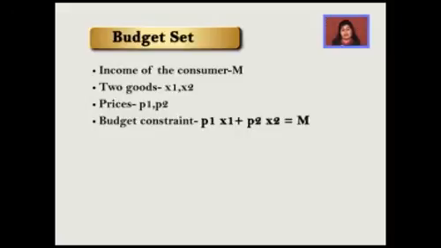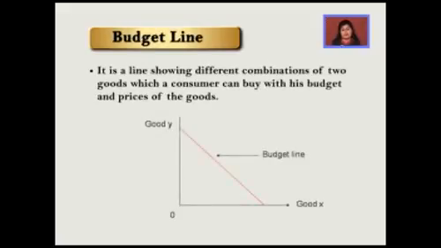Now let's move on to the concept of budget line. Budget line is a line which shows different combinations of two goods which a consumer can buy with his budget and given prices of the goods. On one axis, we take good X. On the second axis, we take good Y. Now, these are not showing our preferences. These are only showing our options, that is, what we can buy.